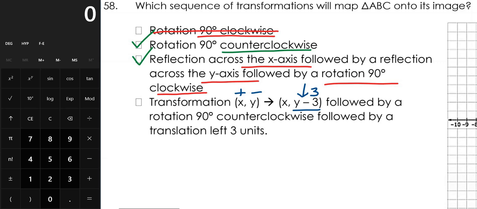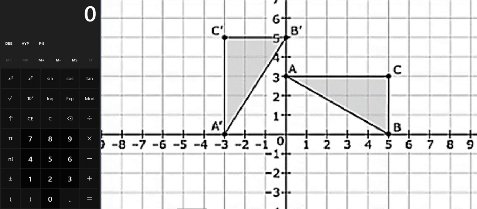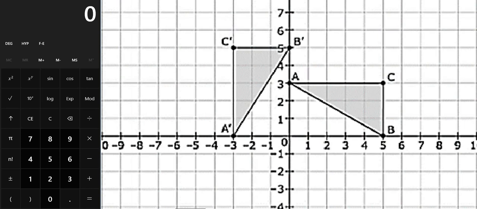So after going down 3, you're going to follow with a rotation 90 degrees counterclockwise. And after that, translate left 3 units. So 3 different transformations here. Let's try them out. Going to erase all of this. Zoom in. And now I'm going to start with A again.